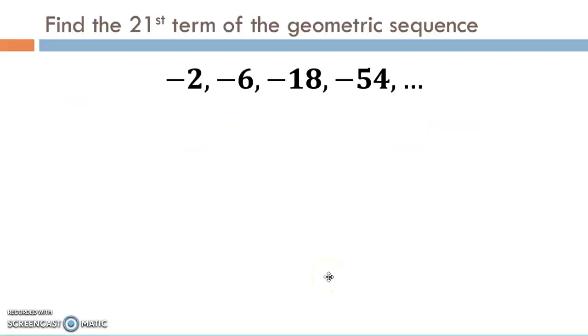So here's our geometric sequence. We already determined that the common ratio r is equal to 3, and we're told to find the 21st term. So I'm going to use my formula for any nth term, which is a sub n equals the first term times the common ratio raised to the n minus 1. Where my n now is what? I'm trying to find the 21st term. So my n is 21.